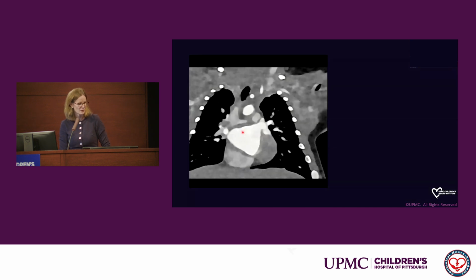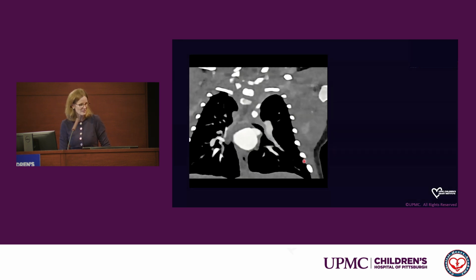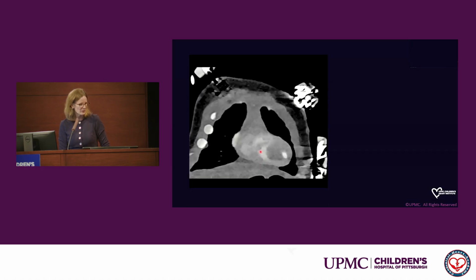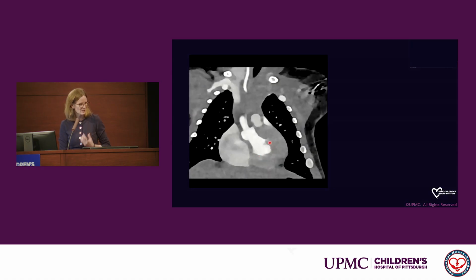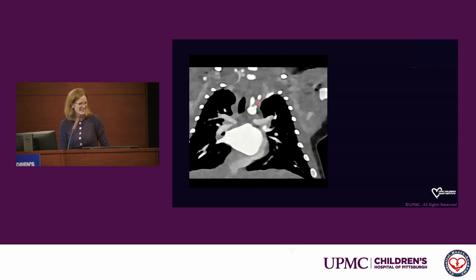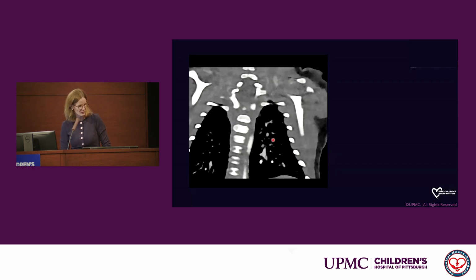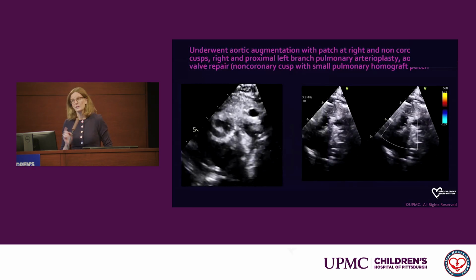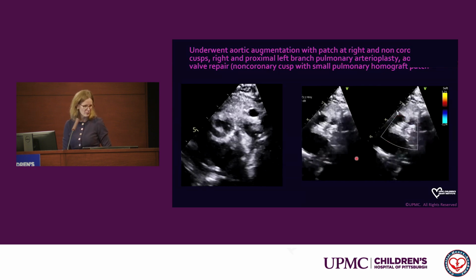I think the sinotubular junction narrowing is really apparent in this case. I'll let it play through one more time. So you can see LV, that's systolic phase. There's a beautiful normal root, an abnormal STJ, and normal ascending and transverse aorta. The child also, you probably noticed, had significant RPA stenosis as well. So this child underwent aortic augmentation at the STJ, at the right non-coronary cusp, and also had the branch PAs addressed with some aortic valve repair as well.